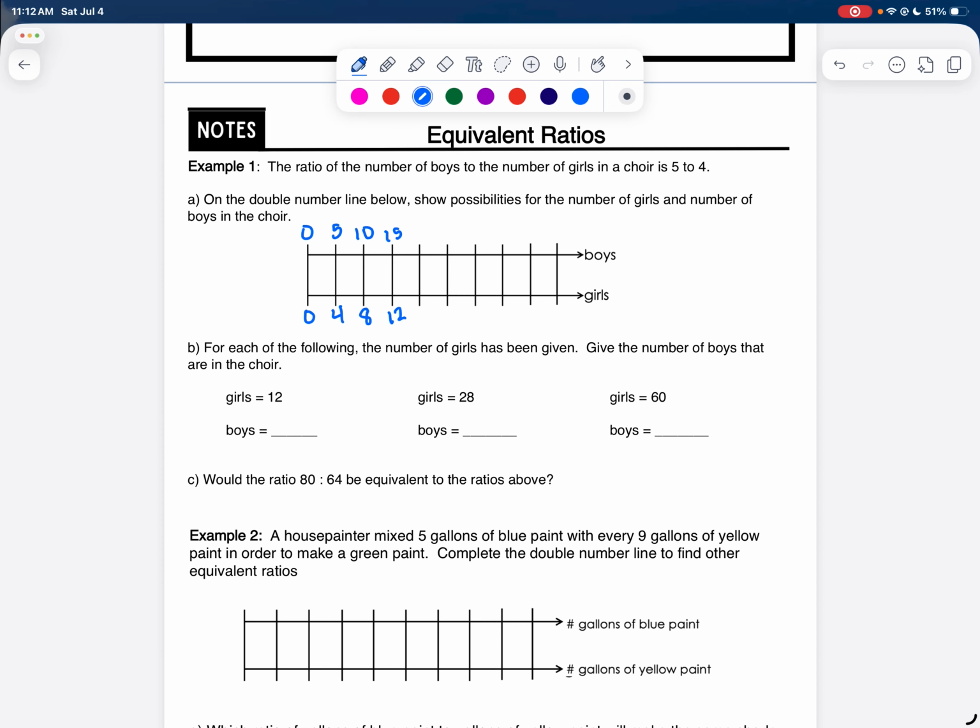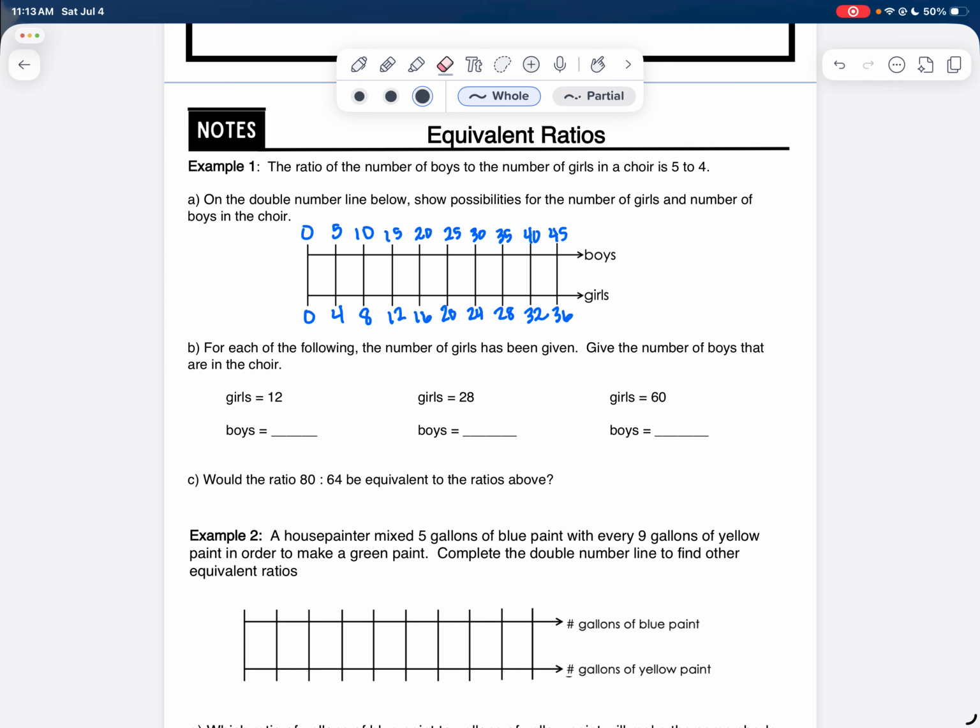Now, hopefully you can see that the top number line is scaled by 5s and the bottom number line is scaled by 4s. So we can just continue this pattern: 15, 20, 25, 30, 35, 40, and 45. On the bottom, we have 4, 8, 12. We can continue to scale up 4 every time: 16, 20, 24, 28, 32, and 36. Now, once we have a bunch of equivalent ratios, we can use those equivalent ratios to answer questions.